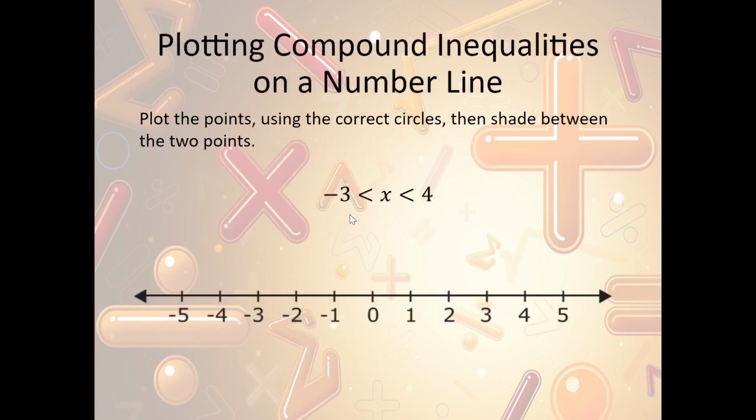So how do we do this on the number line? Well, we're going to do the first part. Well, we see that we need to plot a point at -3. So we're going to start with an open circle.